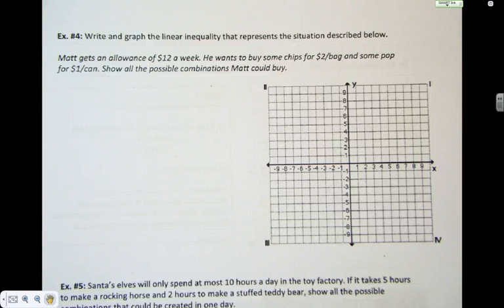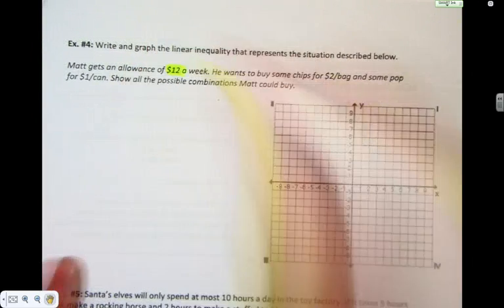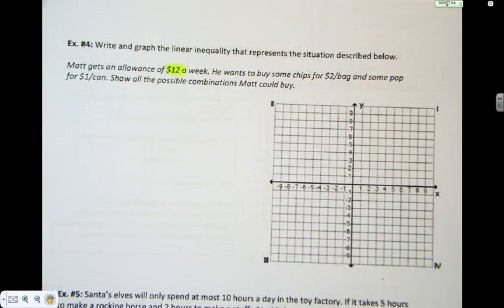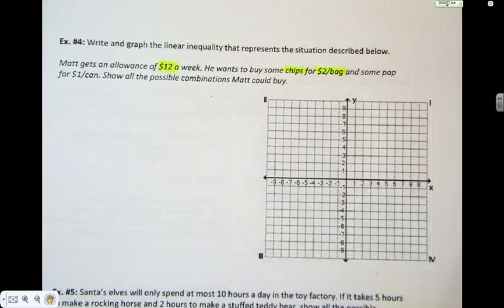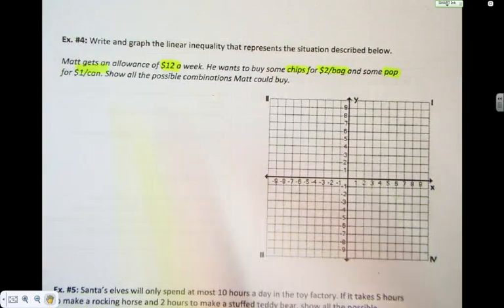Yeah. So what's important in here? $12 money. Can he spend more than that? No. Could he spend less than that? And that's why it's an inequality, because he can't spend anything more, but he can spend less than that. Let's assume he's a bad saver, because he's buying chips and pop. Chips, $2 a bag. Pop, $1 a can.